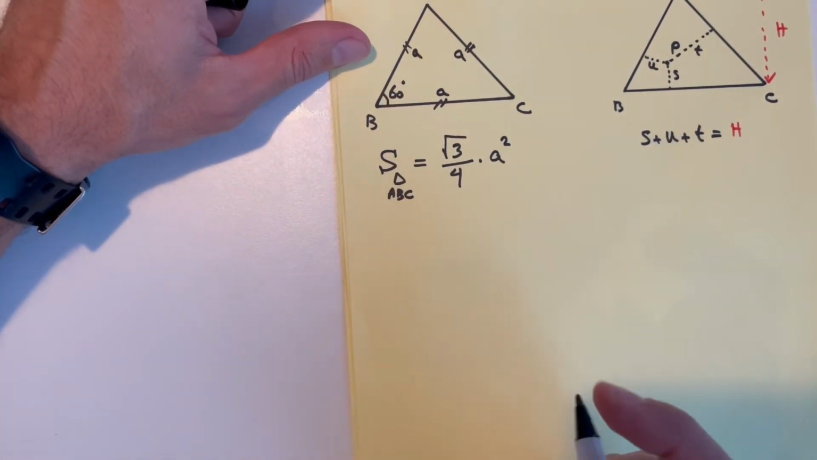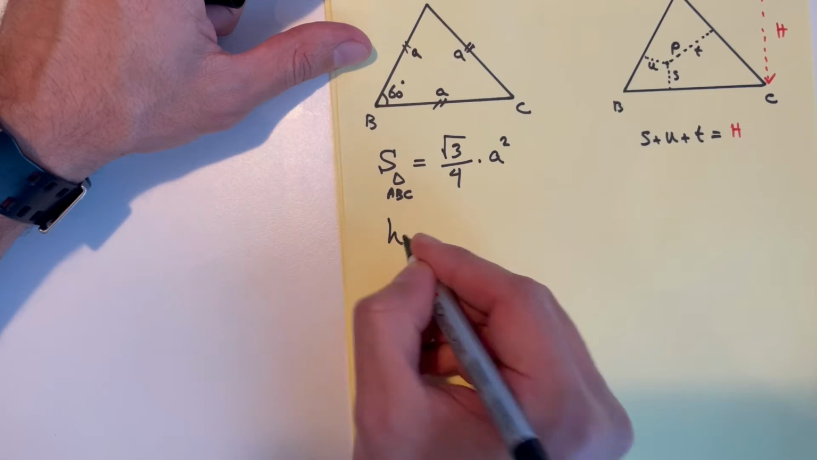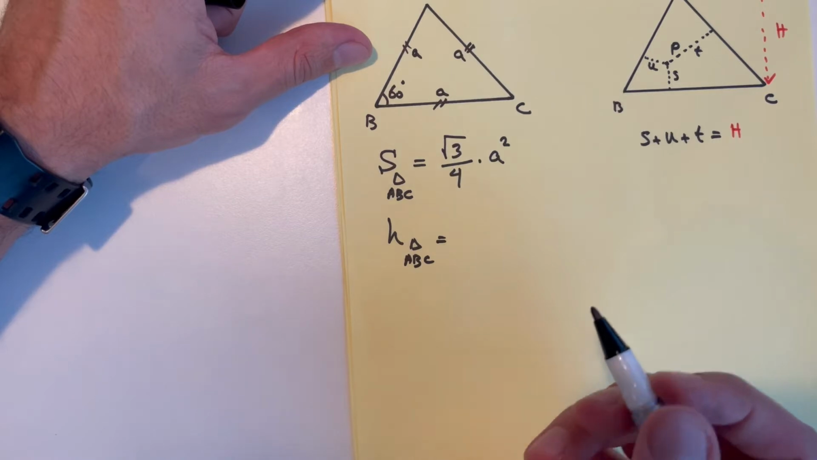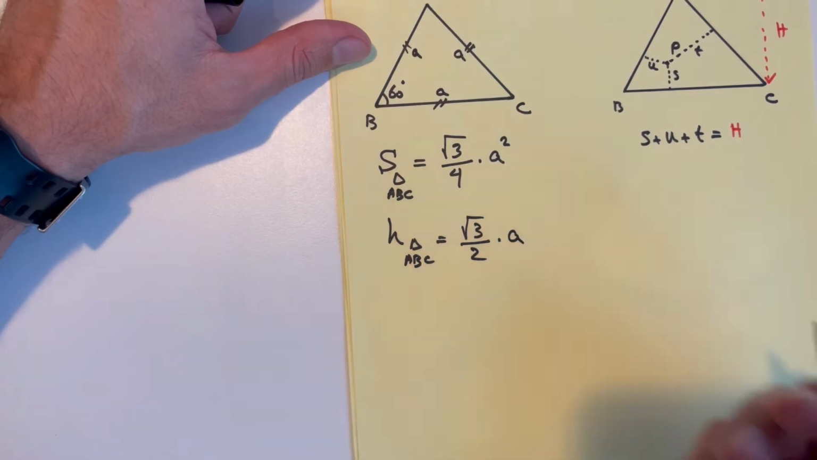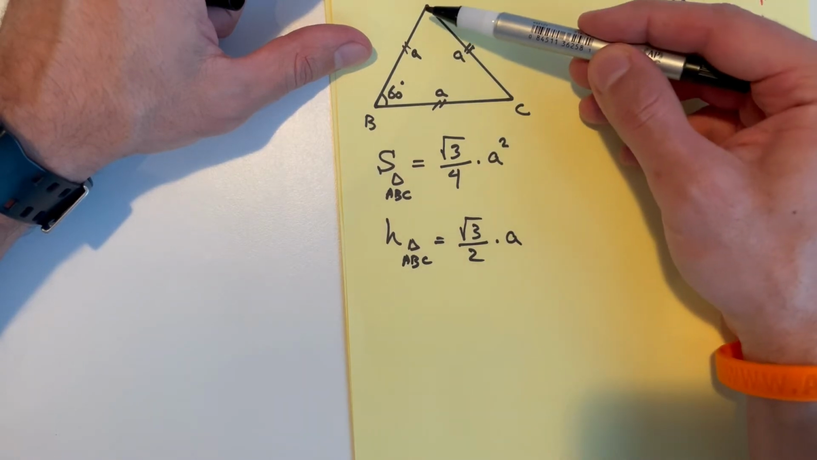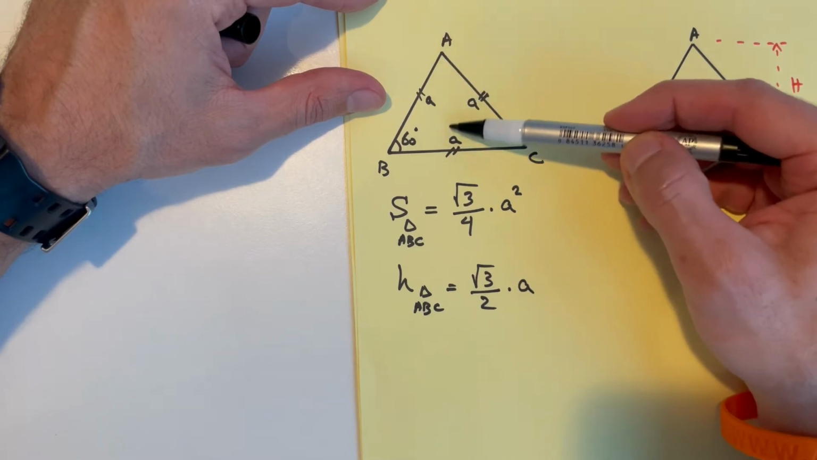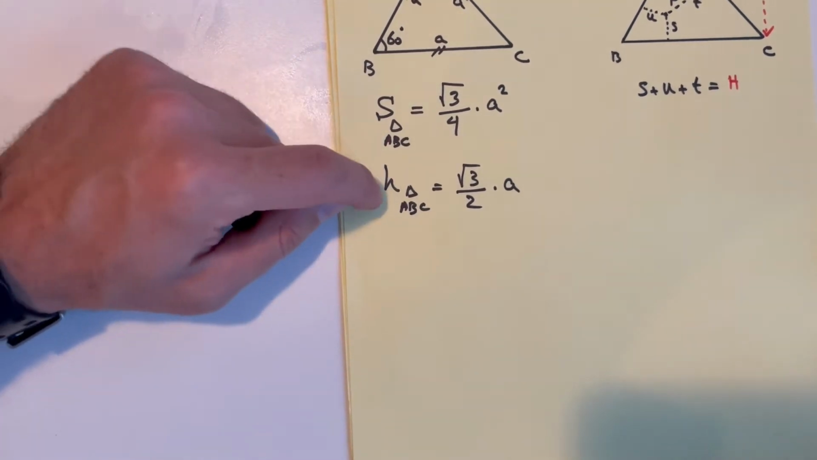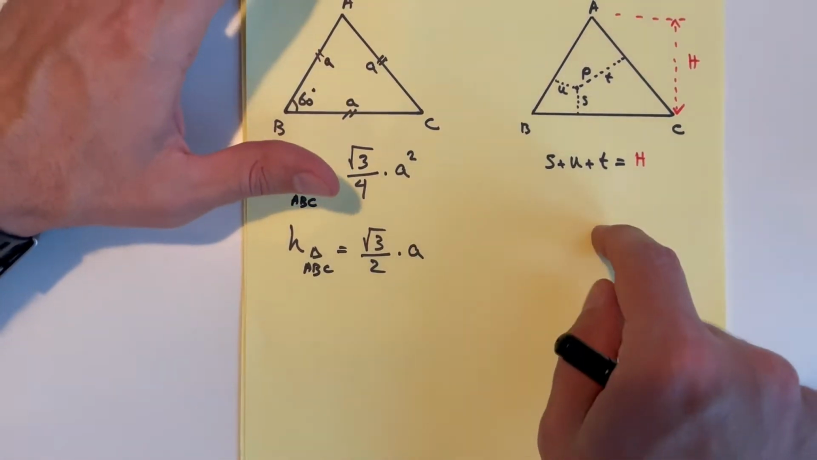Another point for the equilateral triangle is that the height of triangle ABC, let me call it H, will be equal to radical 3 over 2 times the side. And this is very easy to prove. You just need to draw the height here and then use the Pythagorean theorem, and you can easily prove these two equations. So now let's go back to Viviani's theorem.